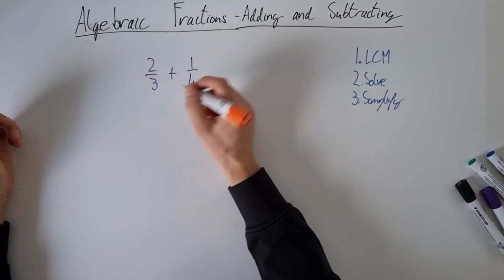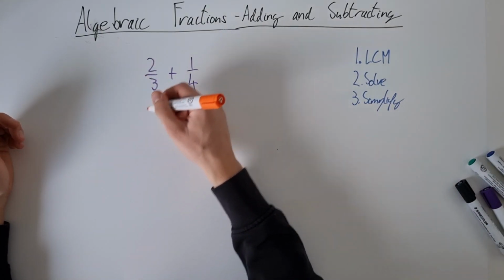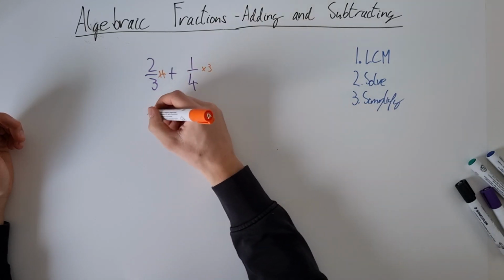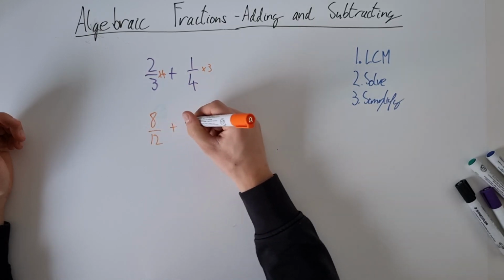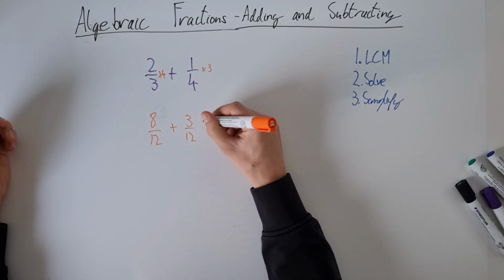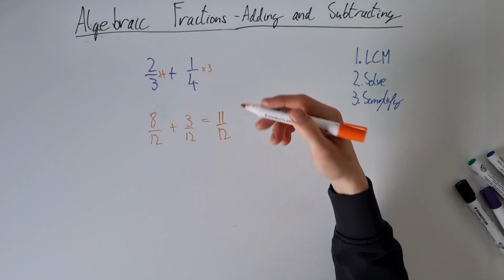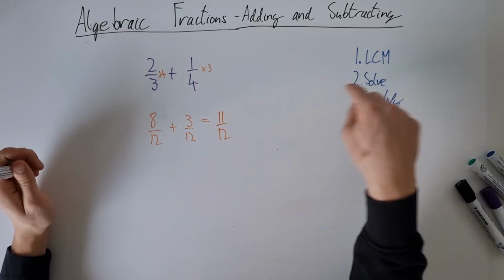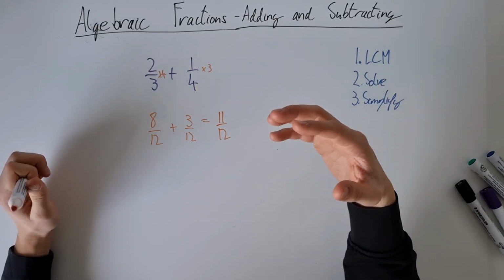So we know the lowest common multiple is 12, so to get 12 on the left here, we'd multiply this fraction by 4. And then we'd multiply this fraction by 3. So this should give us 8 over 12, add 3 over 12, and then adding 8 and 3 gives us 11 over 12, and there is our final answer. We found our lowest common multiple, we added them together, and then we didn't need to simplify because we couldn't simplify at the end.